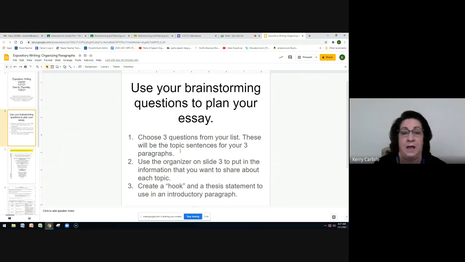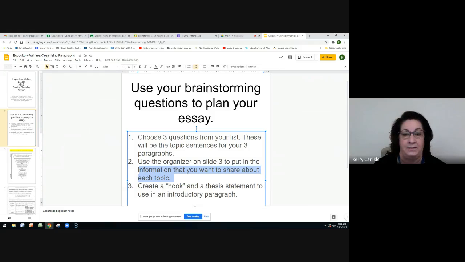These will be the topic sentences for your 3 paragraphs, and use the organizer on slide 3 to put the information that you want to share about each topic. And you're going to create a hook and a thesis statement. So don't worry about thesis statement so much.